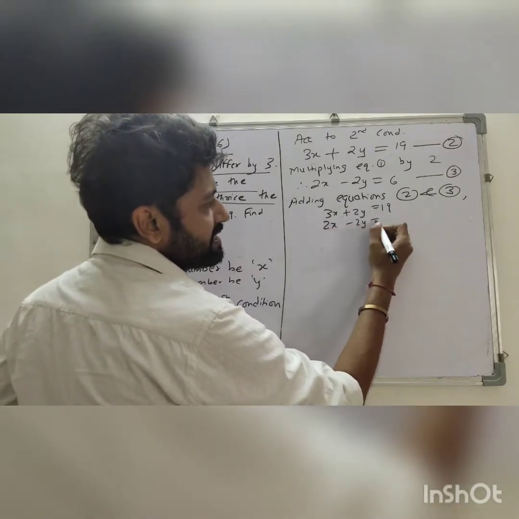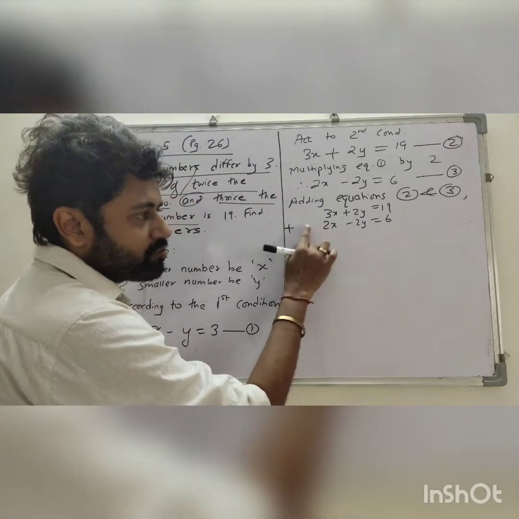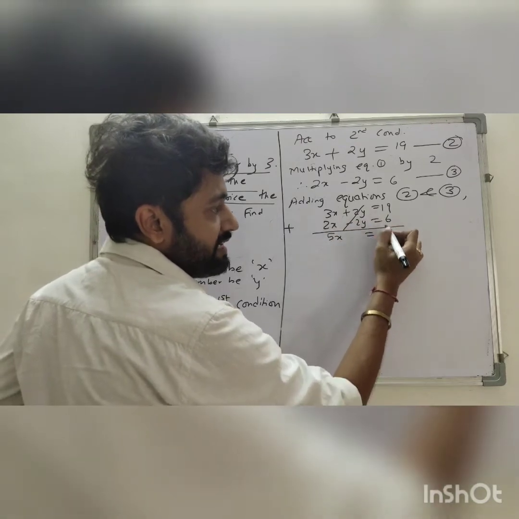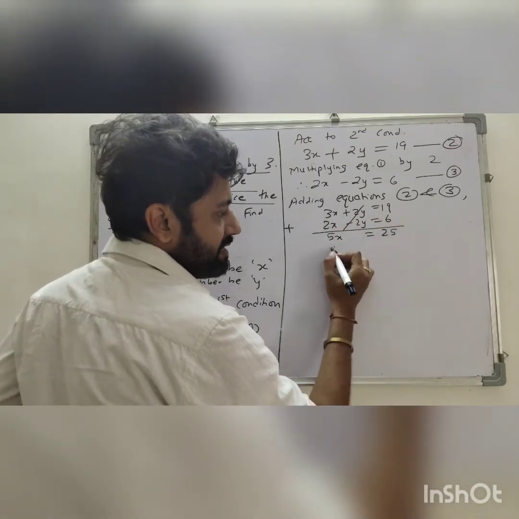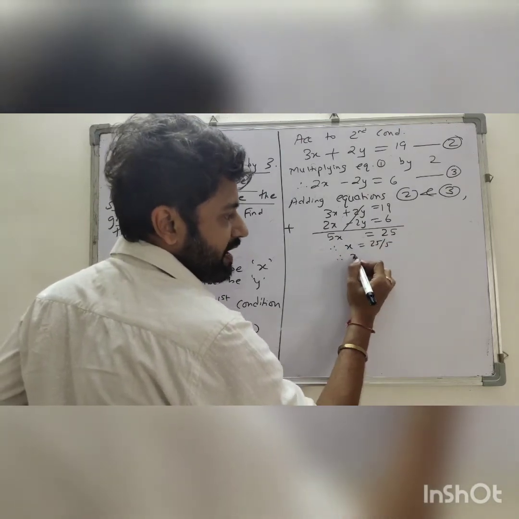2x minus 2y is equal to 6. We are adding, so here the plus is written on the second line, a little away. 3 plus 2 is 5x is equal to 19 plus 6 will give you 25. Therefore, x is equal to 25 upon 5. Therefore, x is equal to 5.